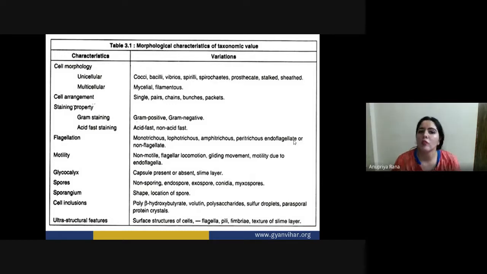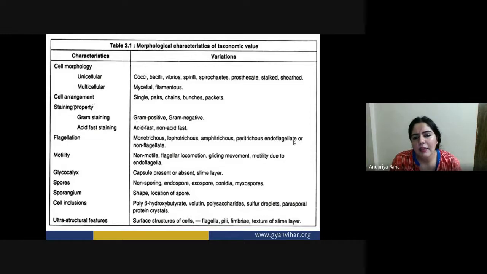Motility is movement. On the basis of movement, we can see how they vary or how we can put them in different groups. Non-motile, no motion at all. Flagellated locomotion, where locomotion is done by the flagella. Gliding, maybe they do not have flagella, but they can move by gliding. Motility due to endoflagella, where the flagella is not outside but present inside their body. That will be called endoflagella, but motility is present.